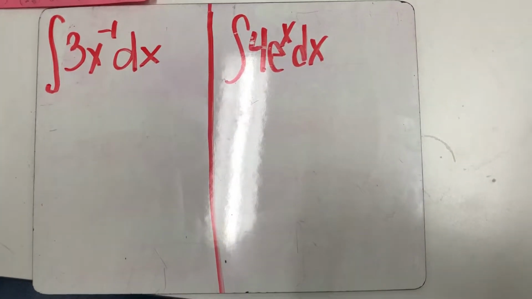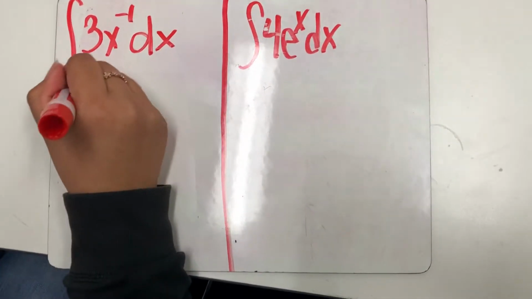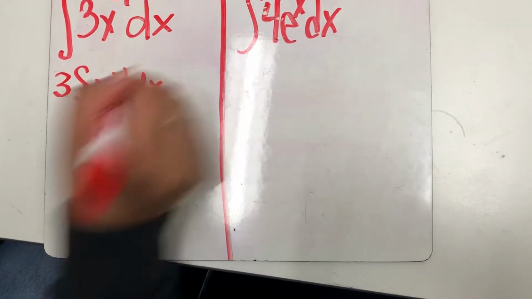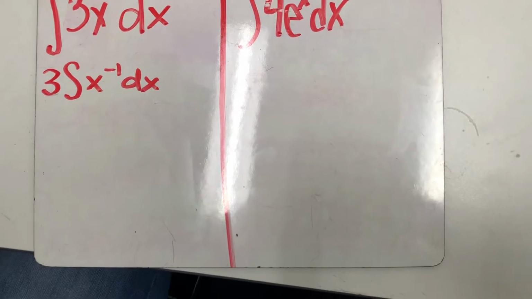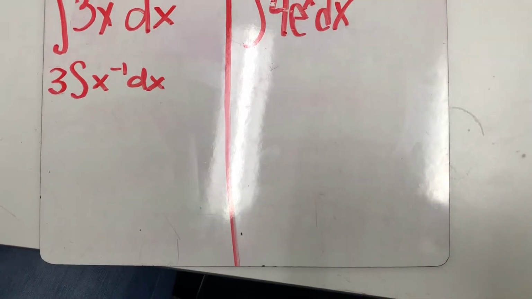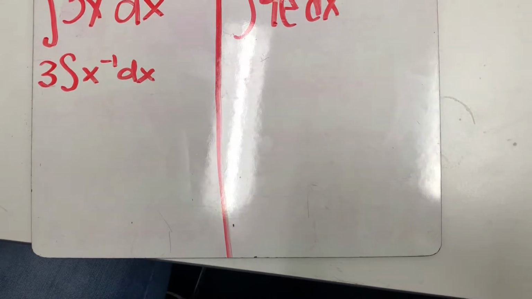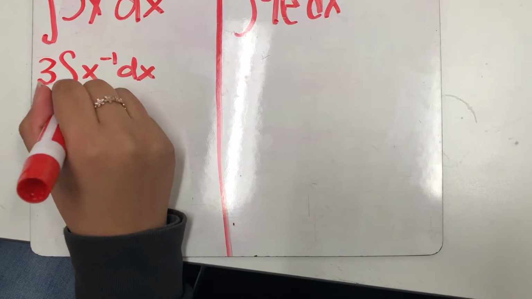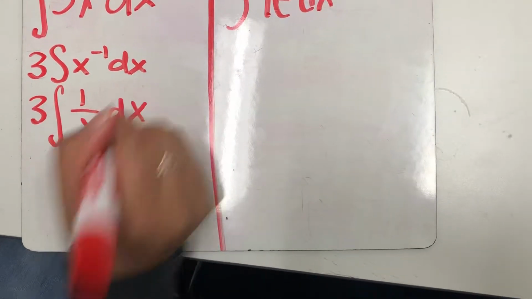What we're going to start off by doing is taking out the constant, which in this case is 3. And this is our new equation, 3 times the indefinite integral of x to the negative 1 times dx. We have a negative exponent, which means we have to reciprocate it and make it positive, which in this case will turn it into 1 over x times dx.